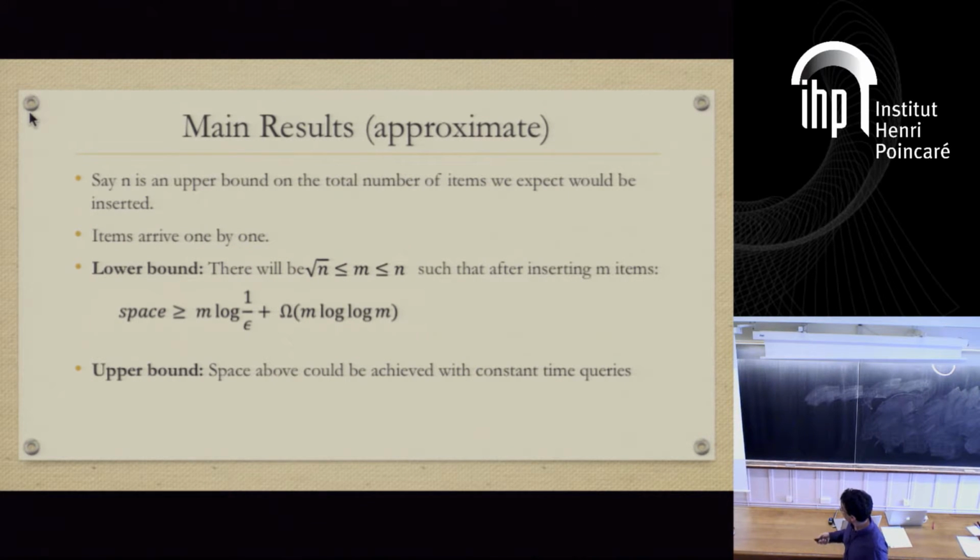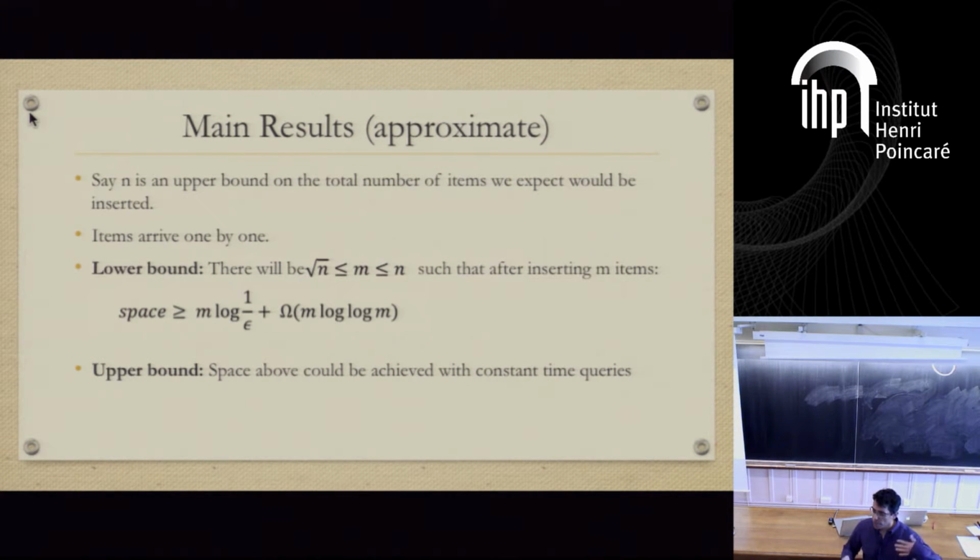And we have a matching lower bound and upper bound. That's always good because when you send a paper with a matching upper bound and lower bound, then even if the reviewers don't understand what the problem is, at least they understand that you've solved it. So that's always good.